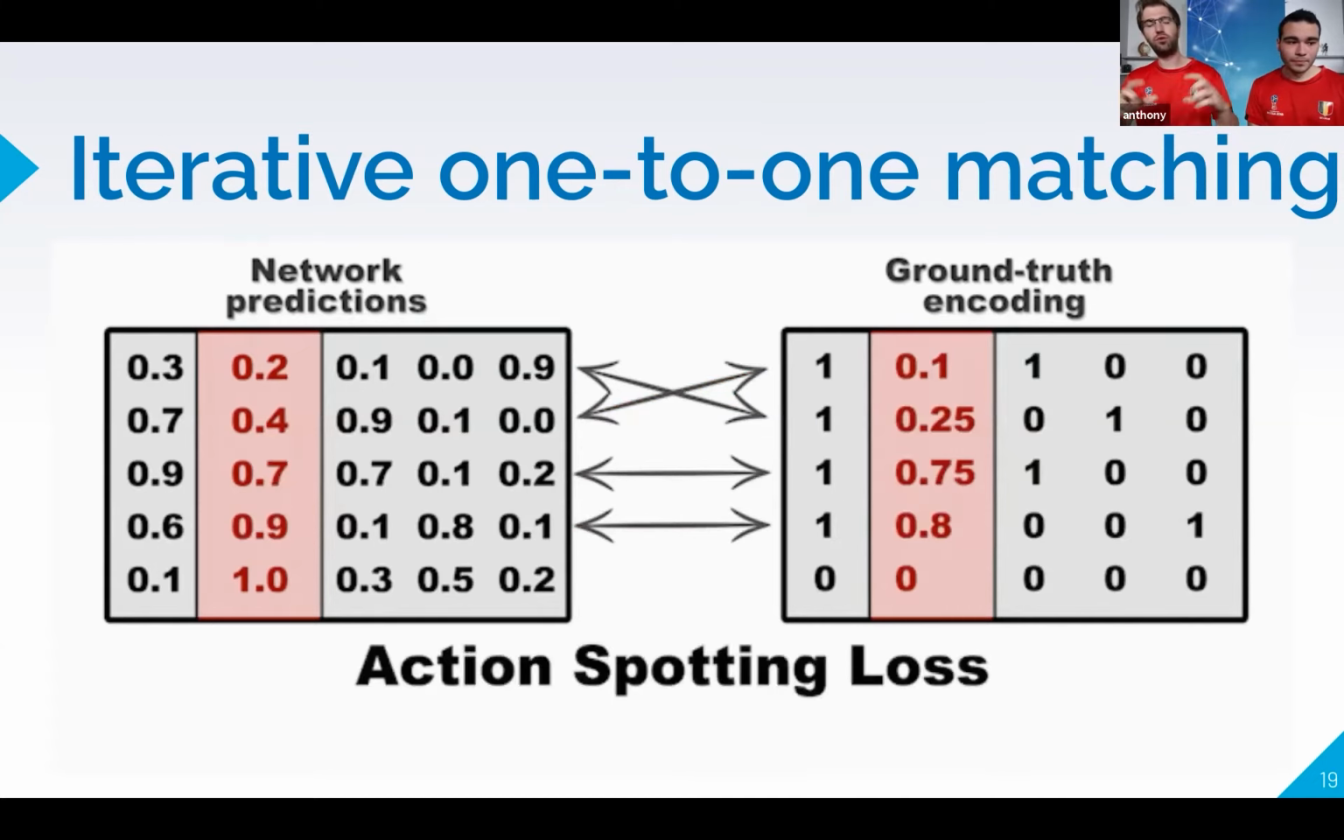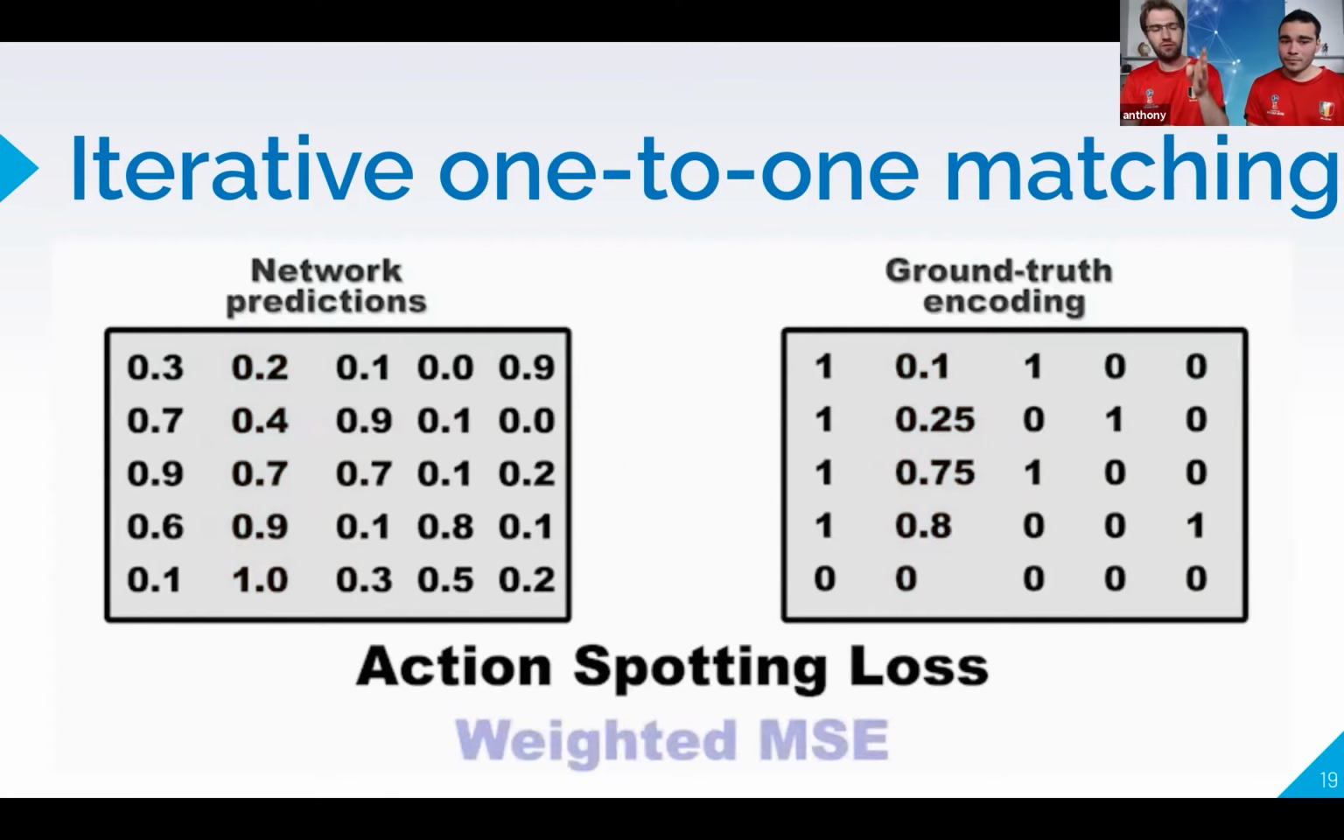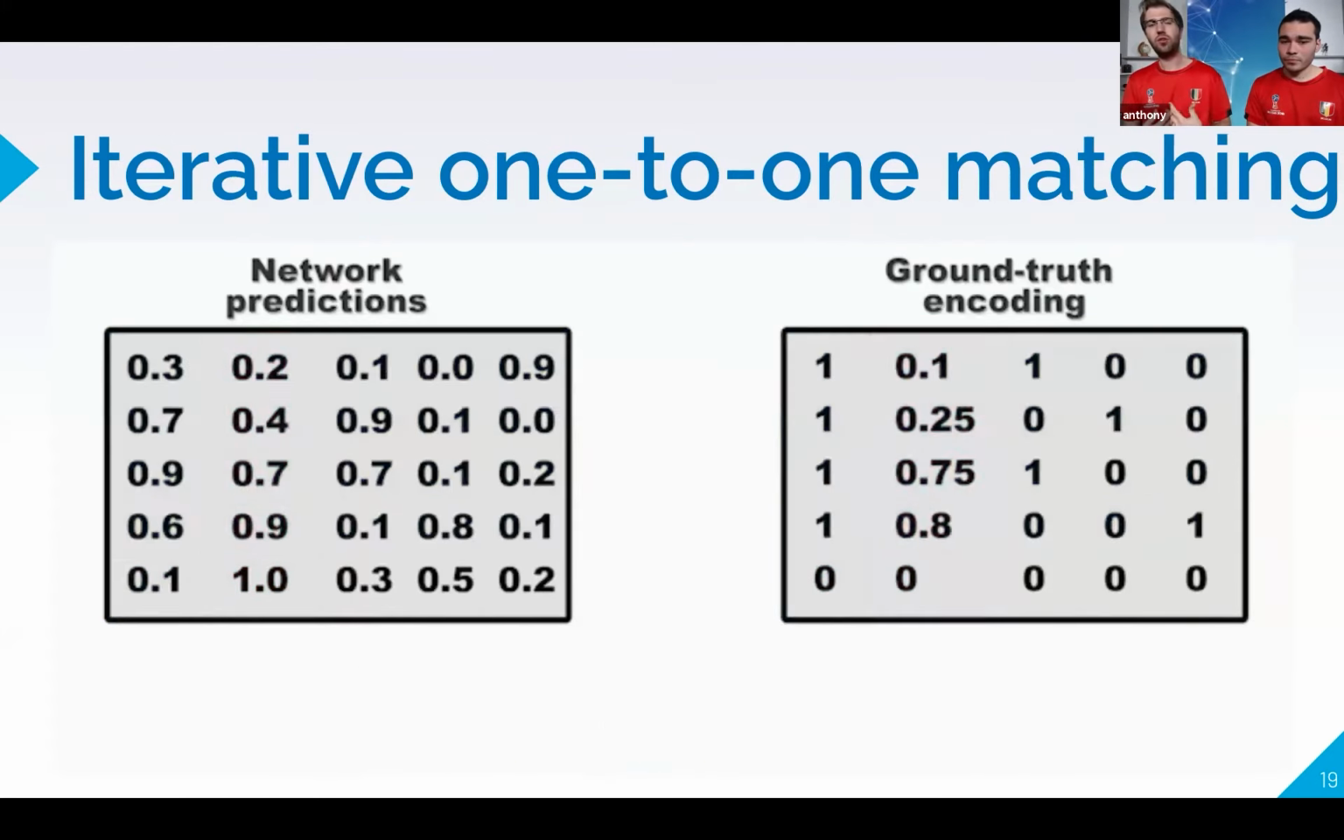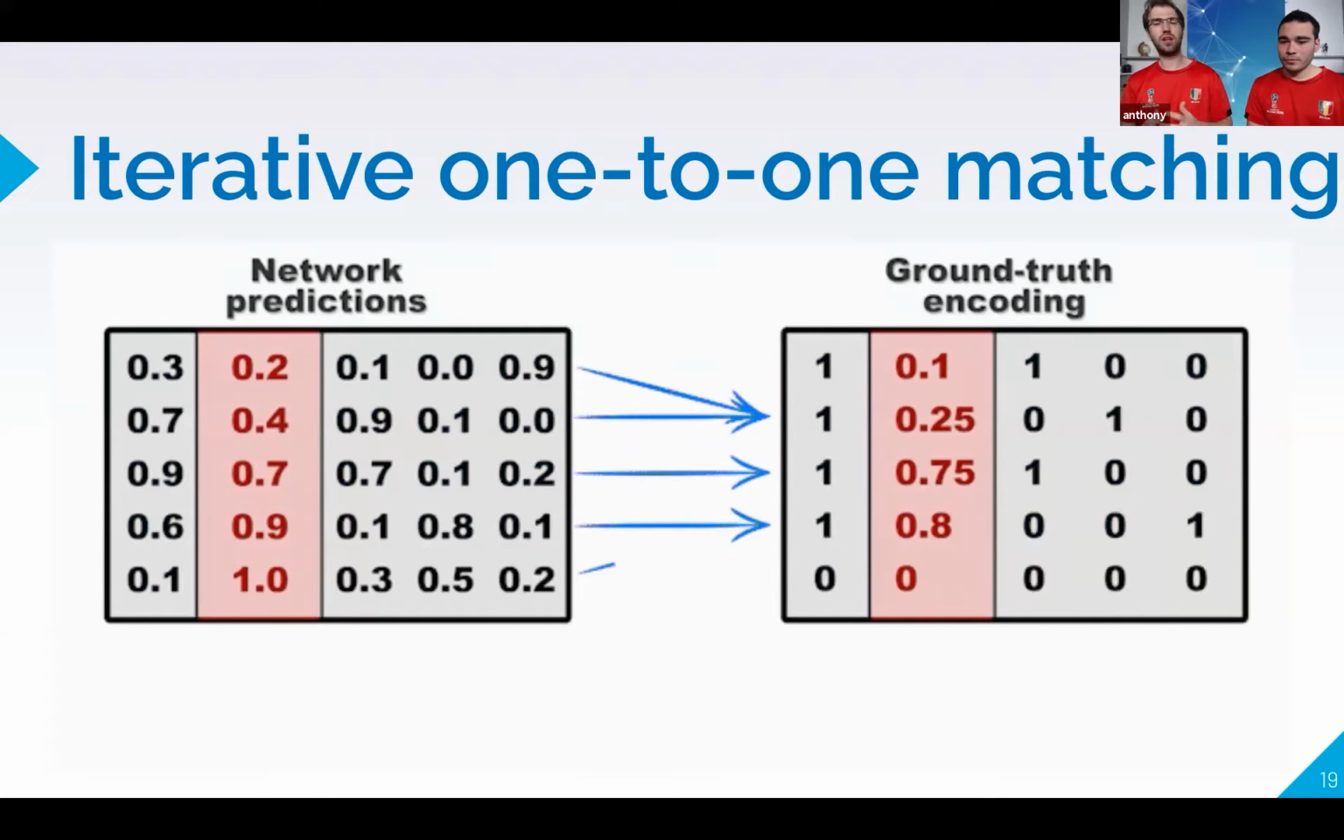So for example, for 2-minute chunks, we don't want our network to say this is the first, second, third action. That's an unnecessary constraint. The network can predict in the order it wants, and then we have to do the matching. So that's the purpose of this slide.